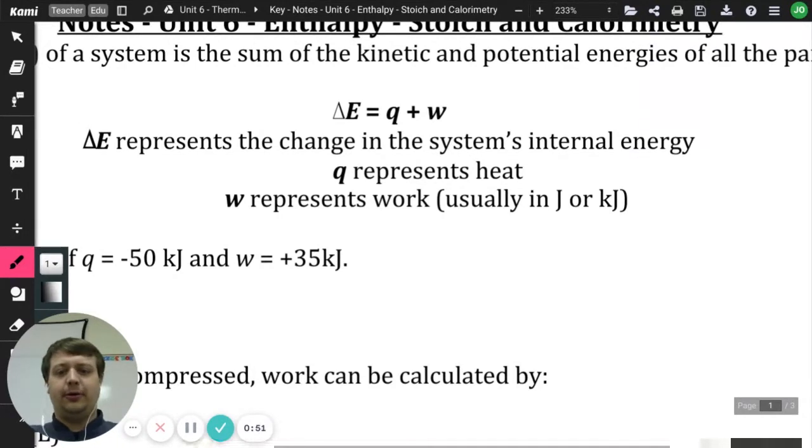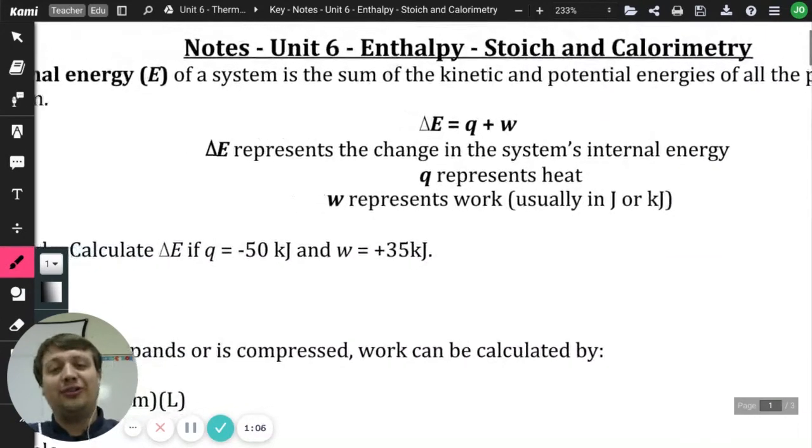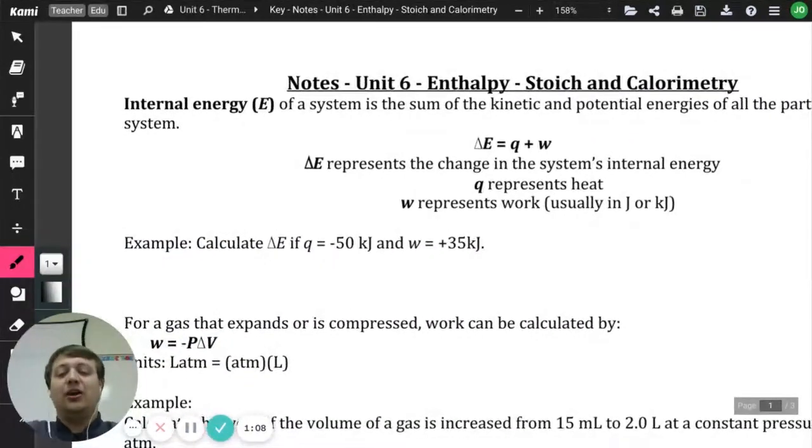Well, what is Q plus W? Q represents heat. Okay, Q would be the heat that we're talking about. W represents work. Okay, so we are hitting a little bit into our physics here with work, and I am going to make sure that you know how to solve for work here in just a little bit. So your delta E stands for the change in the system's internal energy. So how that energy is either increasing or decreasing. Q represents heat, W represents work.